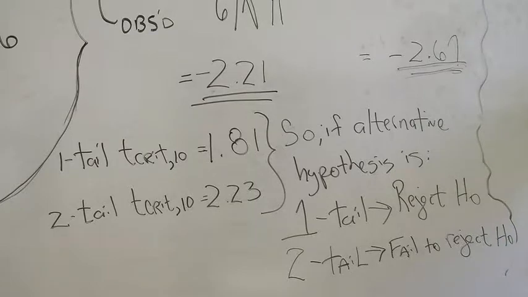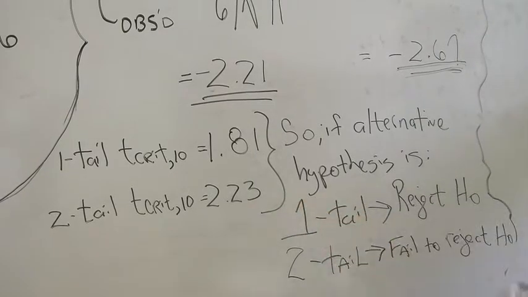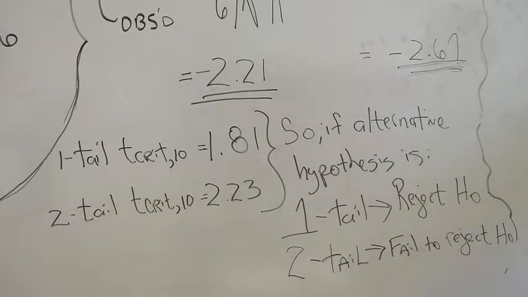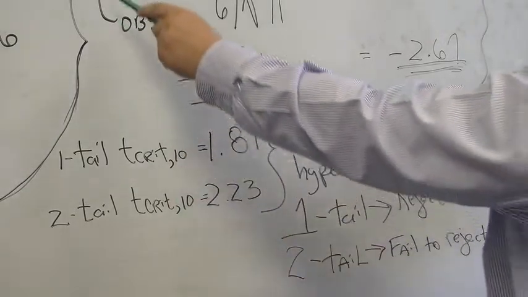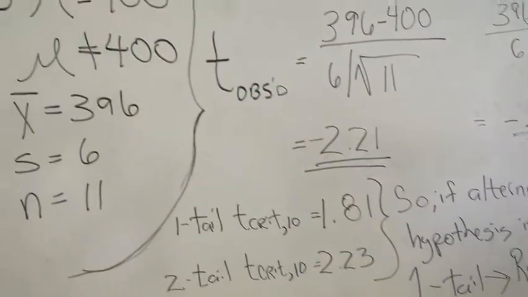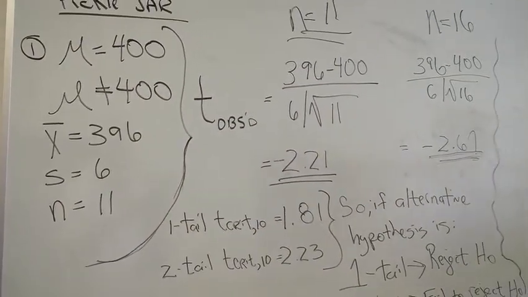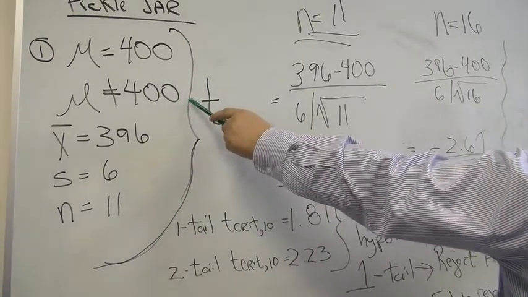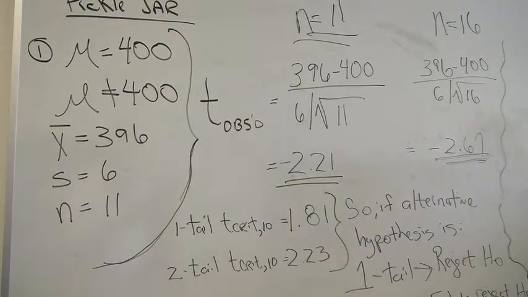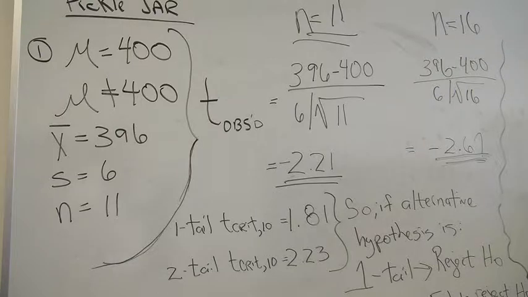So in my instance, since I used a two-tail alternative, I would have concluded that the average number of pickles per pickle jar was about 400. For those of you who used a one-tail alternative, you actually would have rejected the null and concluded that the number of pickles per pickle jar was actually fewer than 400 pickles per jar.